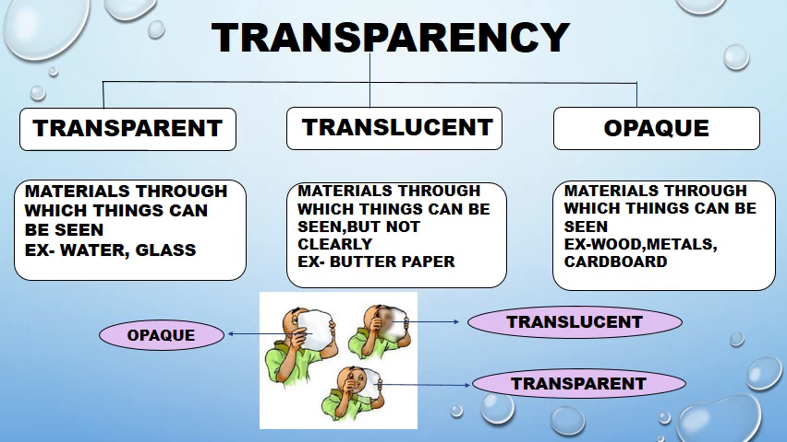Next is translucent. The materials through which objects can be seen but not clearly are known as translucent materials. You can take examples of butter paper, tissue paper, frosted glass. Now, the last is opaque. Materials through which we are not able to see are called opaque materials. For example, wood, metals, cardboard, etc.